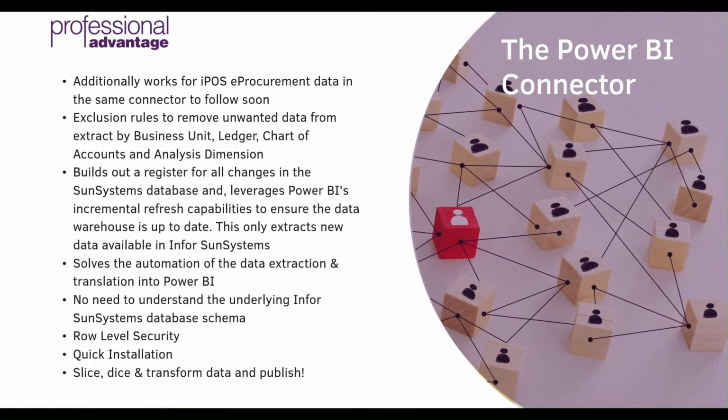So to summarize, at current, the Power BI connector is purely for SunSystems ledger transaction details, and we can pull out all the ledger information from your analysis codes, your T codes, general description fields. We are looking to also include the IPOS e-procurement data in the next release. You're able to also have the exclusion rules to remove unwanted data from those business units, the ledger chart of accounts, and the analysis dimensions.